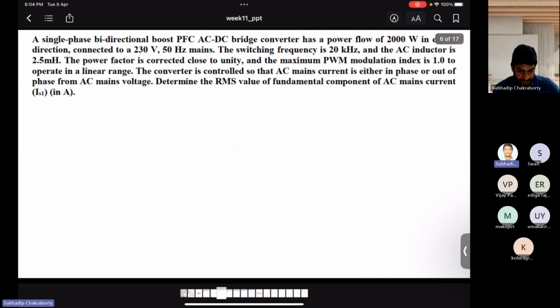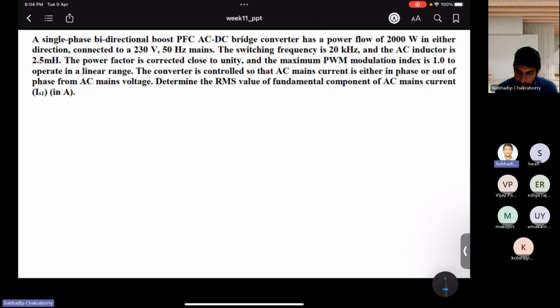So let us see the next problem, right? So read the problem. A bidirectional boost PFC, again, you have a bidirectional boost PFC and it is single phase, right? AC to DC, one is a bridge converter and another is bridgeless. So bridgeless topologies are also there in PFC, where you have just one stage and you eliminate the bridge. That is also possible.